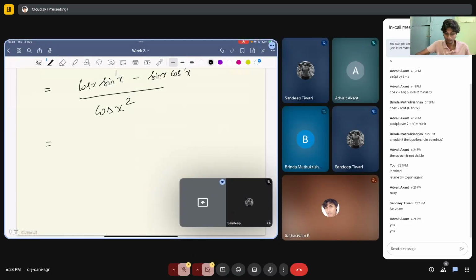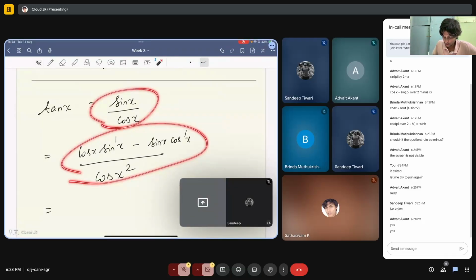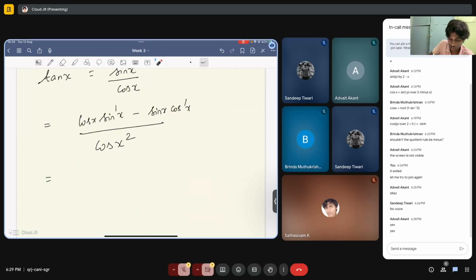Okay, so we just applied the product rule, and we have just computed the derivative of cos x. The derivative of cos x is minus sin x. So now let's use that here. So this is cos x, and then the derivative of sin x is again cos x, minus sin x and minus sin x.